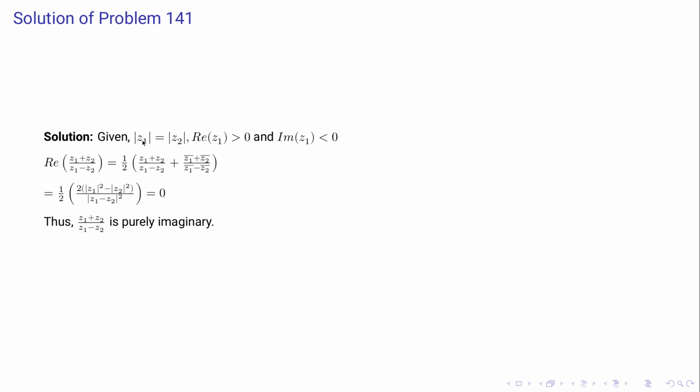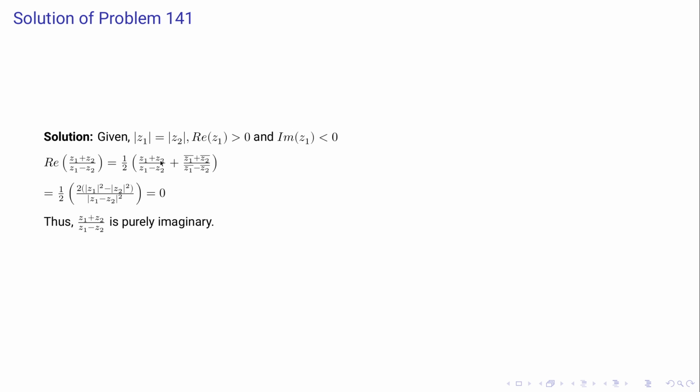So we are given that mod of Z1 is equal to mod of Z2, and real of Z1 is greater than 0 and imaginary of Z2 is less than 0. From the formula we know that the real part of any complex number is equal to half of that complex number plus the complex conjugate of that number. So we have half of the complex number Z1 plus Z2 by Z1 minus Z2 plus its complex conjugate, which is Z1 bar plus Z2 bar divided by Z1 bar minus Z2 bar.